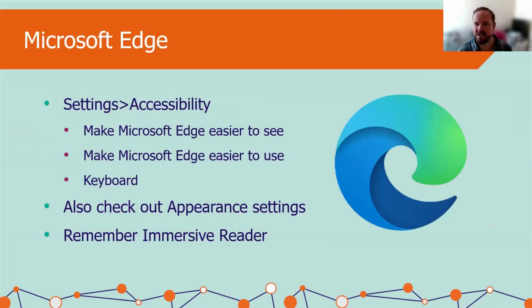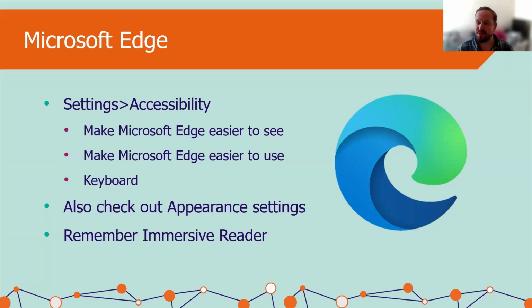Microsoft Edge is worth mentioning on its own because they have their own accessibility settings that are discrete from the Windows. So if you go to settings and accessibility, they have three different kind of categories. Make Microsoft Edge easier to see, make Microsoft Edge easier to use, and keyboard. I feel like they broke their pattern there of how they were naming this. Make sure to check out appearance settings as well. There are some appearance settings that also cross over and cover accessibility settings, so they're very tied in there.